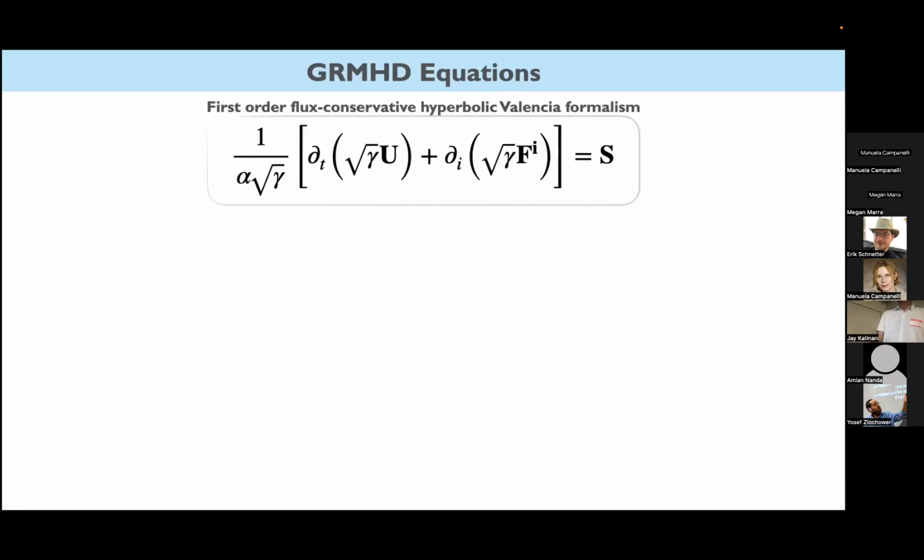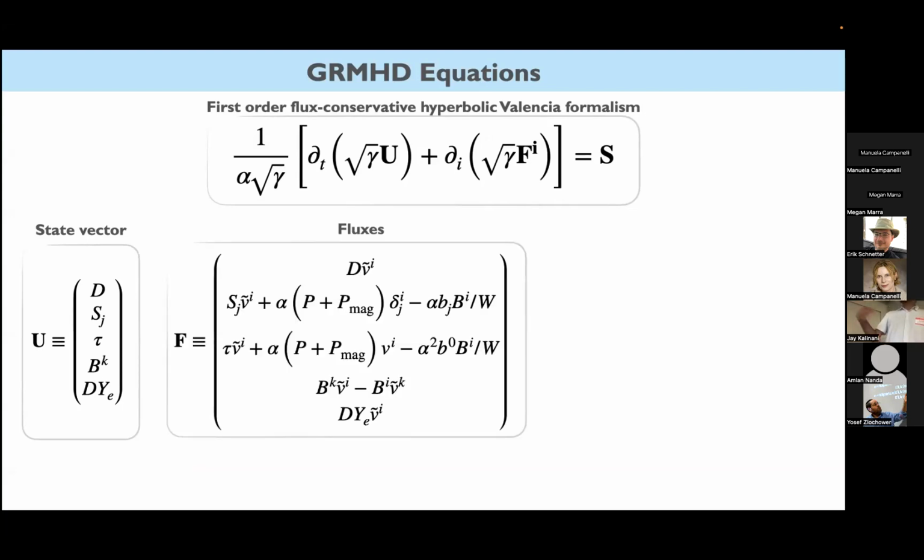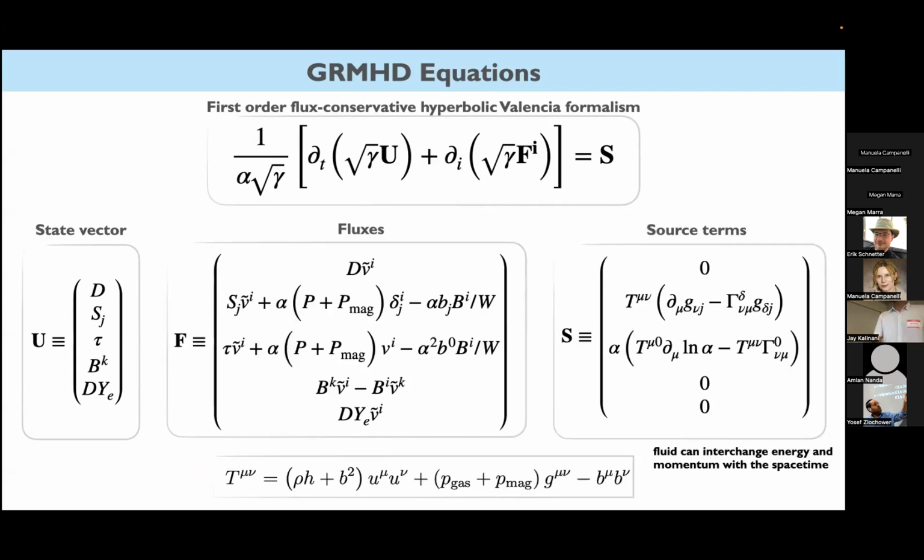Now, the Valencia formulation considers the set of GRMHD equations as a first-order flux conservative hyperbolic system, in the generic form which I show here, where U is the state vector, F stands for the different fluxes of these state vectors, and S stands for the sources. Here you can also see the expression for T mu nu, which is generally adopted. Non-zero source terms mean that the fluid can interchange energy and momentum with the space-time as well.